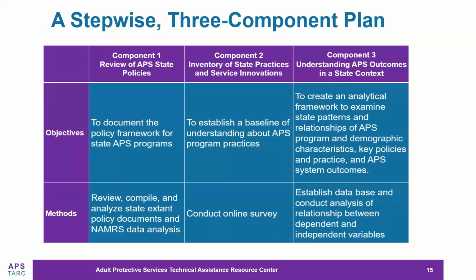So this gives you a little bit more detail on our stepwise 3-component plan. Component 1, the main focus of that was to review APS state policies. We wanted to document the policy framework for each of the states. We really didn't have this information gathered in any way previously. For this component, we did this ourselves. We reviewed and compiled state policy documents that we were able to find online.